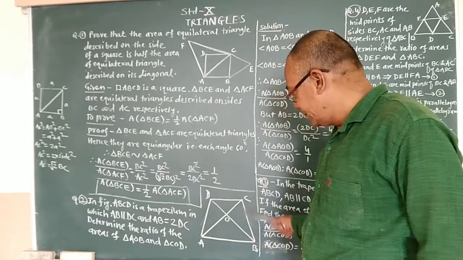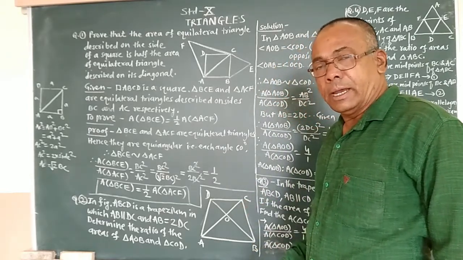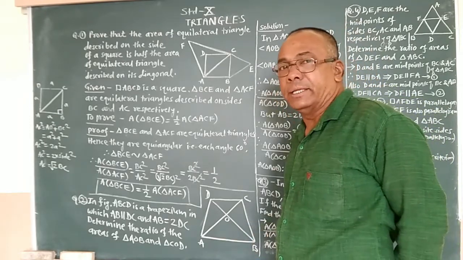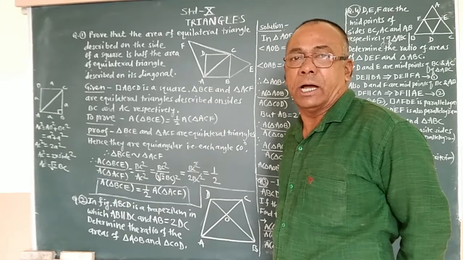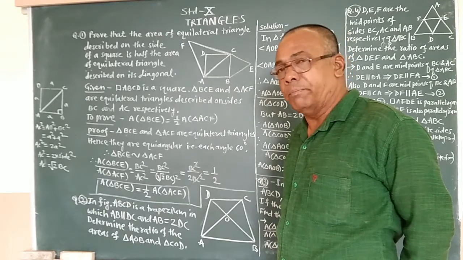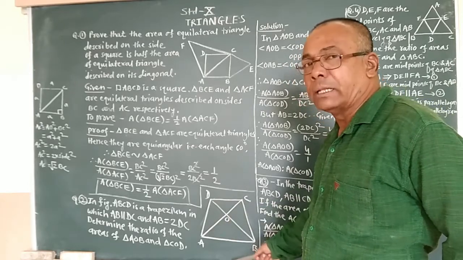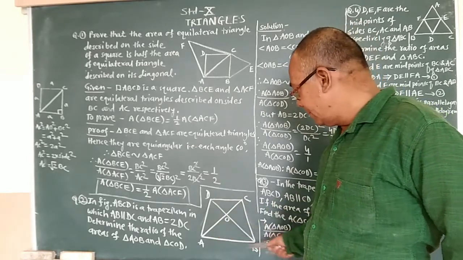Here ABCD is a trapezium, and we know that only one pair of opposite sides is parallel, while the other pair is not parallel. Here AB and DC both are the parallel sides of the trapezium ABCD.